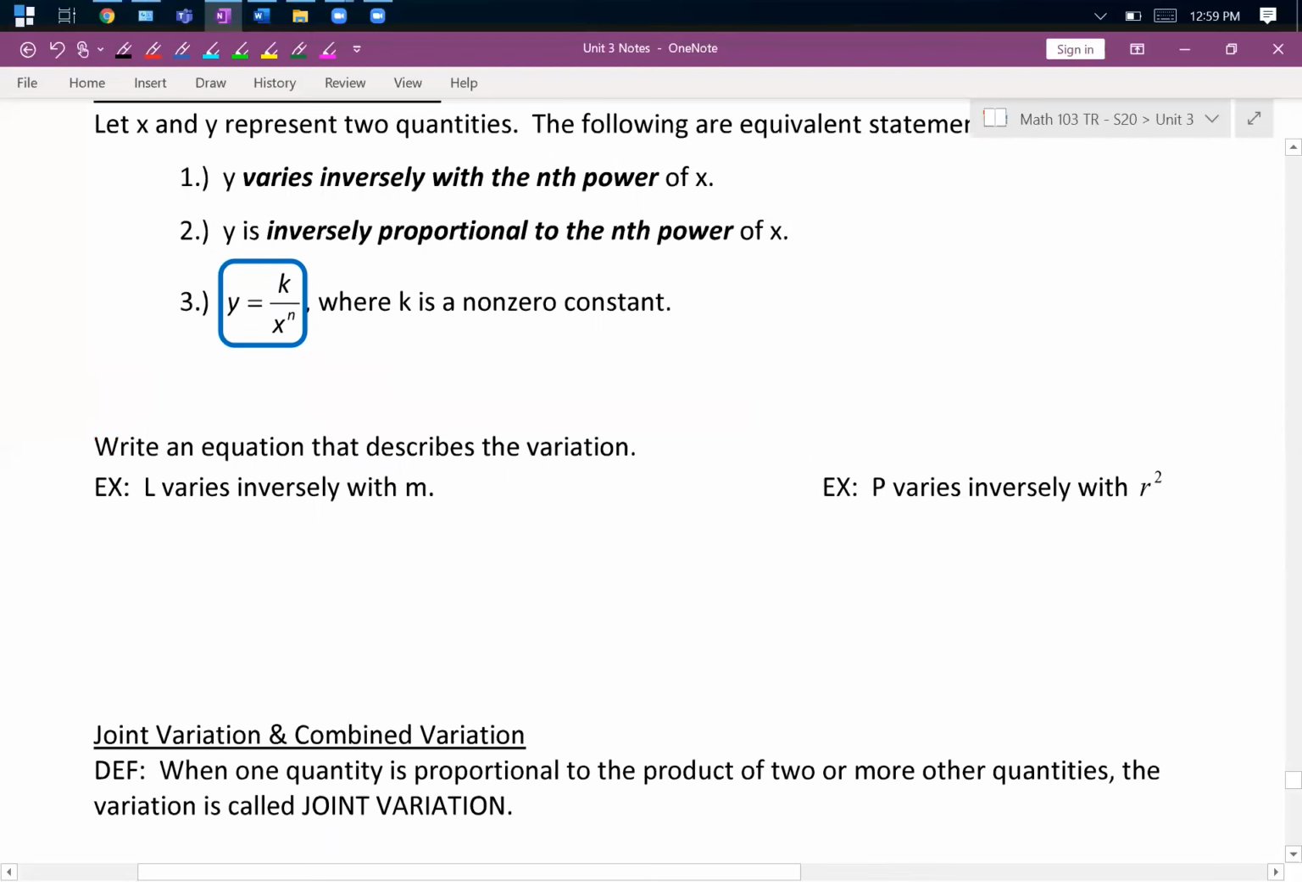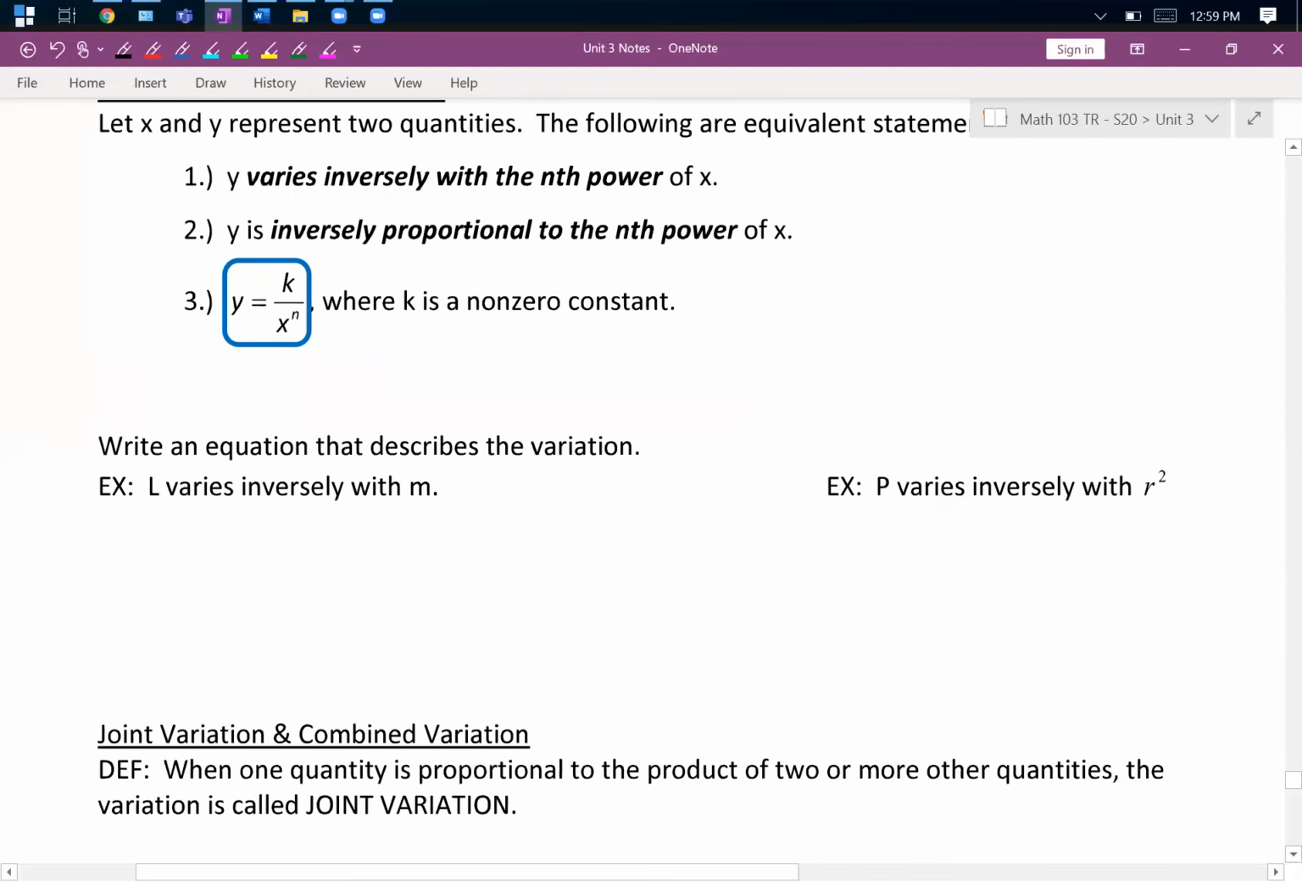All right, let's write an equation that describes L varies inversely with M. The first variable is first, all by itself. Varies inversely tells me that I'm going to be dividing k by something. So I better write k and then divide it by something. And what I'm dividing by is my second variable, m. We get L equals k divided by m. Why don't you guys try the next one?